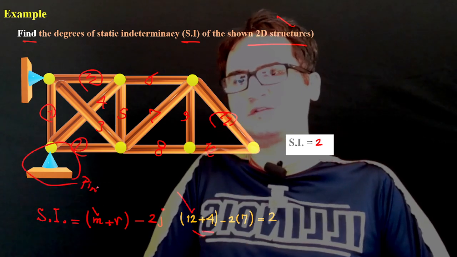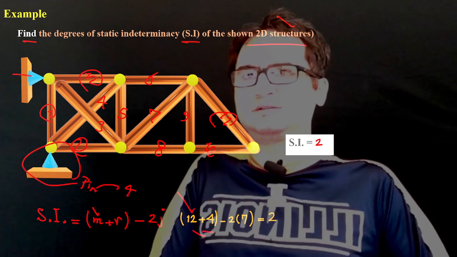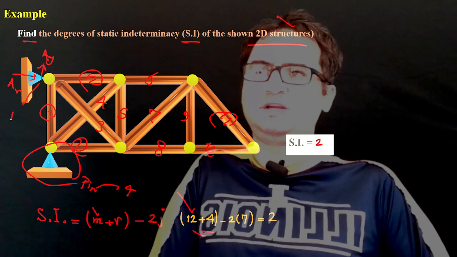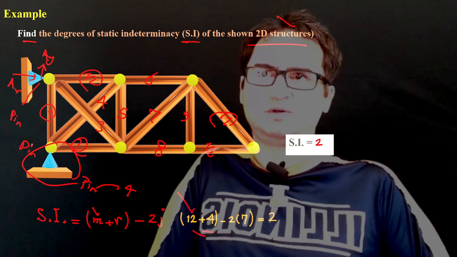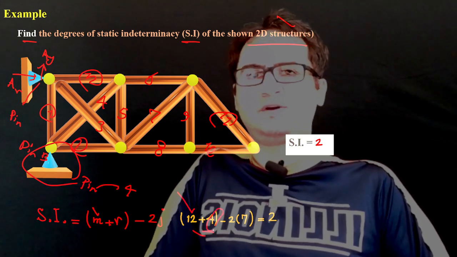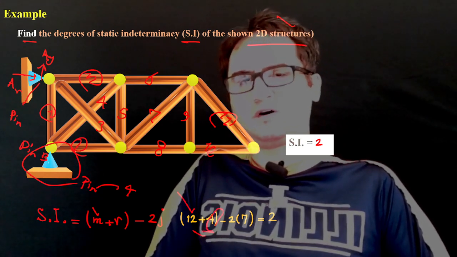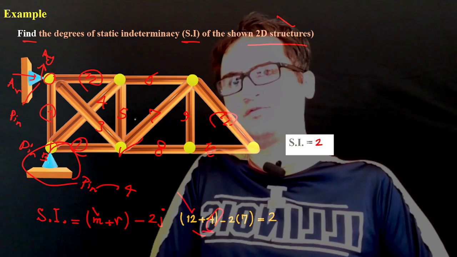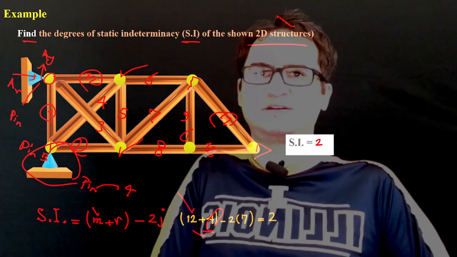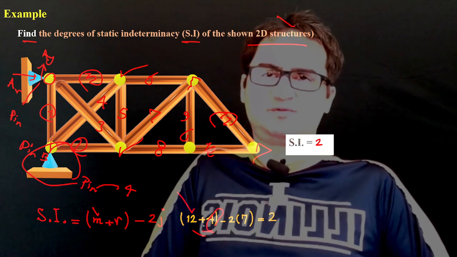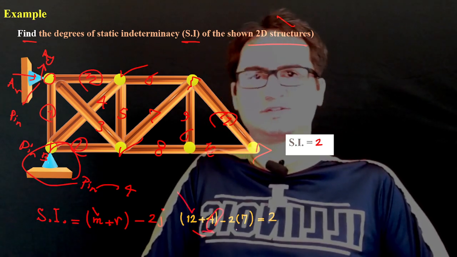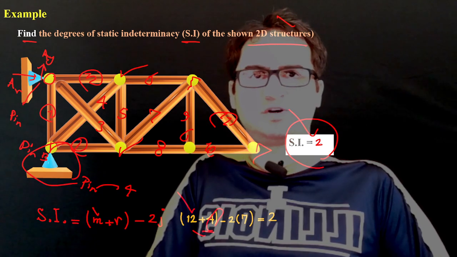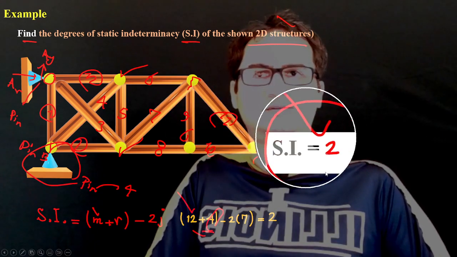These are pins. Each of them has x and y reactions. For example, if this is Ax, this is Ay for a pin, like we do at B here. So there are 4 reactions, minus twice the number of joints. Let's count the joints here: 1, 2, 3, 4, 5, 6, 7. So if you subtract, 12 plus 4 is 16, minus 14, that's a 2. So our degree of static indeterminacy for this truss is 2, as you can see here.